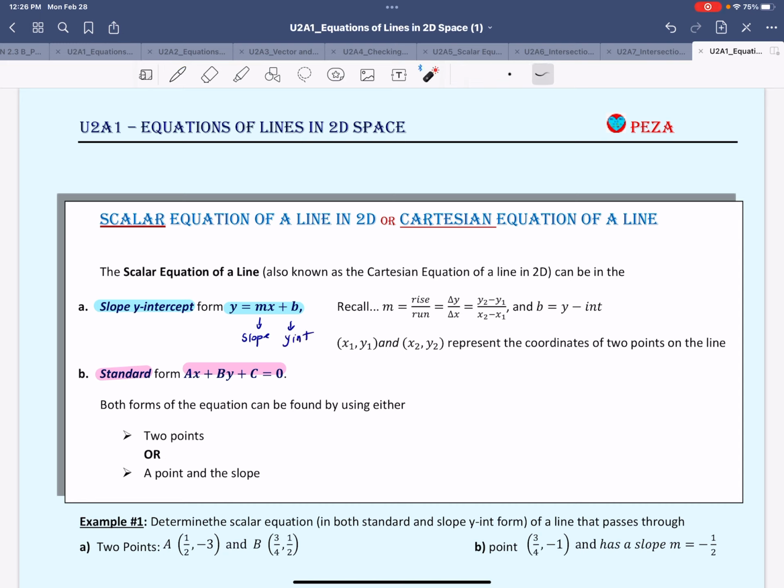In standard form, we have all the terms on one side of the equation, and it is very important to emphasize that b and c are integers, and the value of a must be a whole number, which means that a can be anywhere from 0, 1, 2, 3, so the positives, including 0. Now, both forms of equation can be found by either using 2 points or a point and a slope.